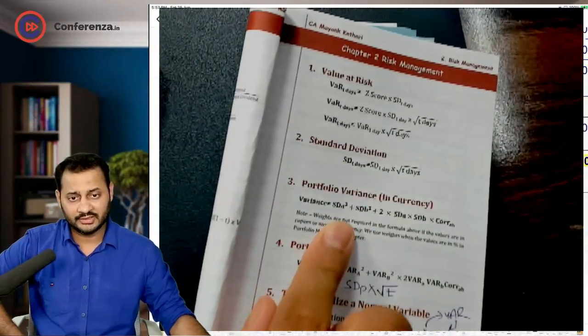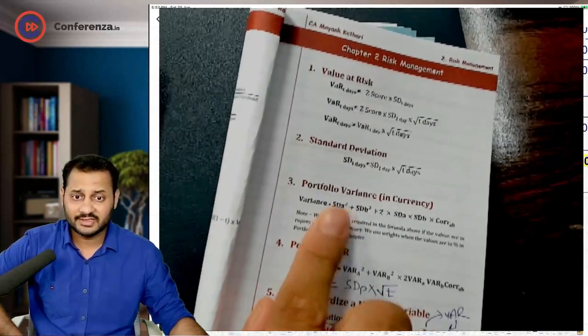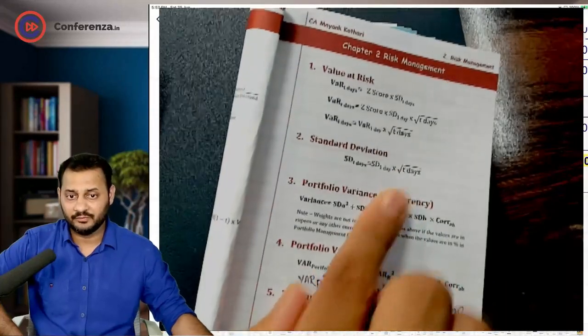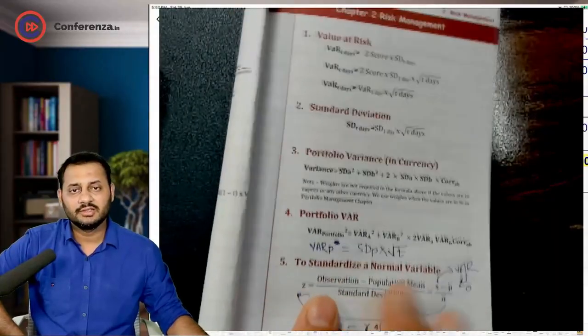Portfolio variance, we do not take the weights. Understand, the weights are not taken in this formula because we are calculating the variance in currency. Same goes with the portfolio var. We can use these formulas. That's it. This is the end.